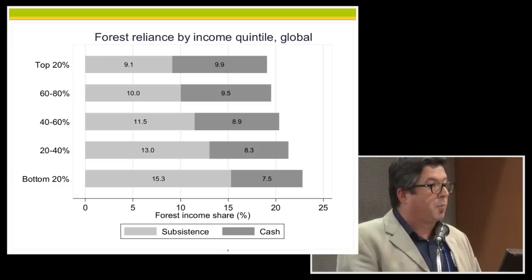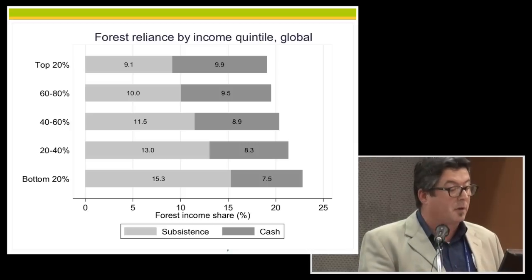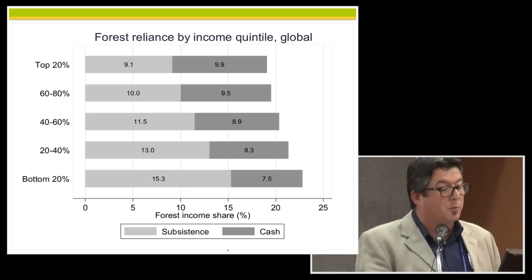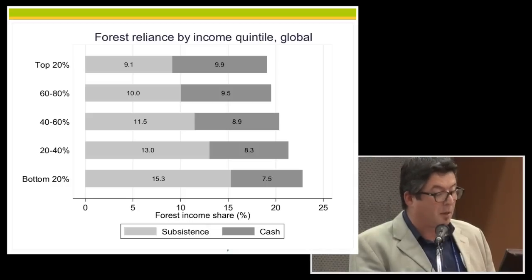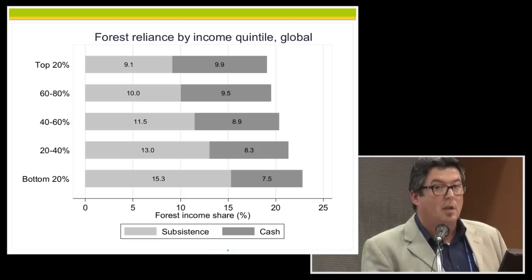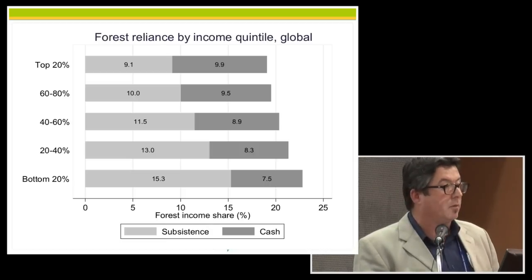Looking at whether the poor or the richer members of a community are more reliant on forest products, the quintiles here represent the top 20%. These are the richest members of particular communities, and at the bottom we have the poorest. And as you can see, forest reliance is very much predominated by the rural poor.